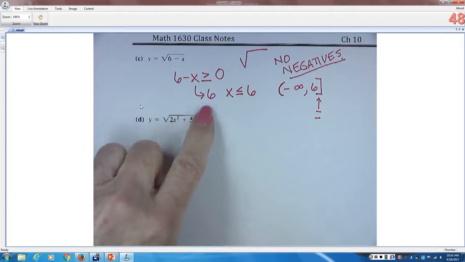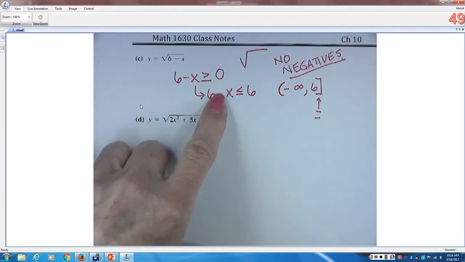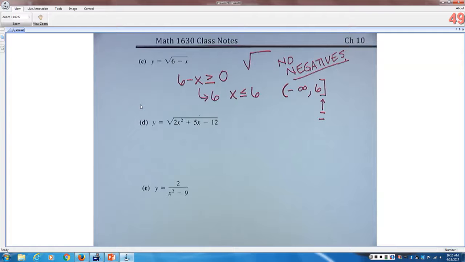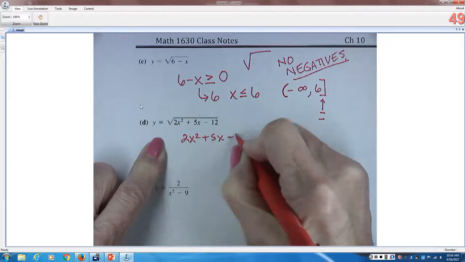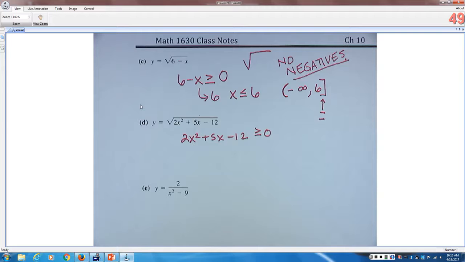So you have to look at it and really think about these. I'm not going to make you learn to solve inequalities all over again. If you look at that, 6 makes it equal to 0. Anything bigger than 6 is going to make it negative, but anything smaller than 6 is going to work. Like if I put in negative 6, 6 minus negative 6 is 12. 12 is okay. And it's going to be the same thing here: 2x squared plus 5x minus 12 has to be equal to or greater than 0.